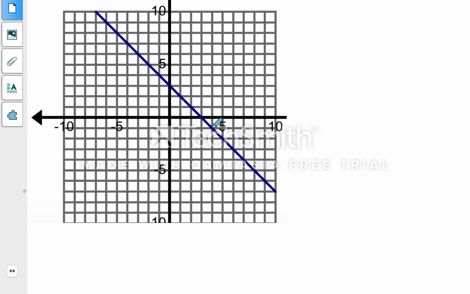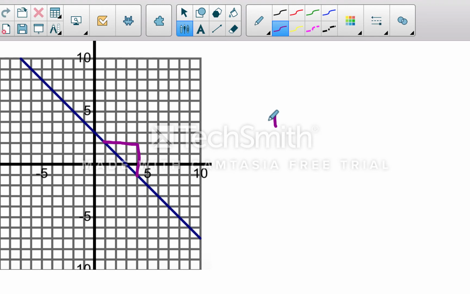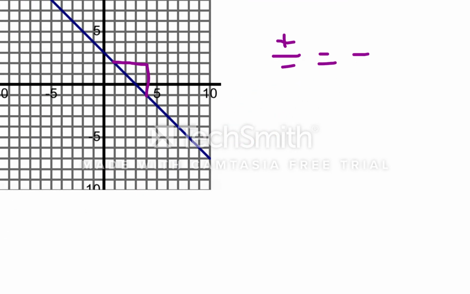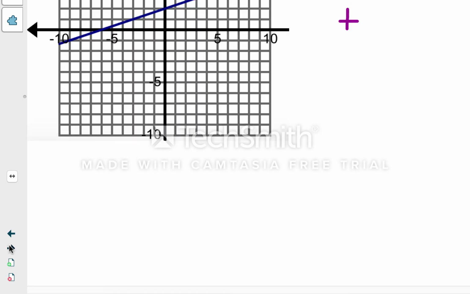If I go to this one, let's see, I go from here to, we'll say right here, I go up and left. So my rise is positive. My run, though, is negative because I'm going to the left. So a positive over a negative would equal a negative. So if I go up and then left, does it say that on here? It doesn't say it. Up and left isn't even on there.